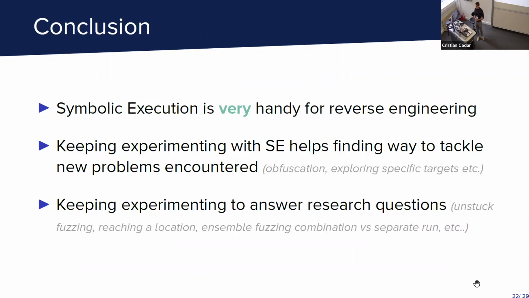Very briefly, to conclude: symbolic execution is very handy for us. We use it whenever we can and whenever it saves us time. Doing symbolic execution also helps us find new ways to tackle problems we encounter. The obvious ones are obfuscations: when we encounter a new obfuscation, we try to find ways to break it. On some specific targets, very low-level symbolic execution on specific components also helps, like in embedded systems and things that are not traditional PE or ELF binaries. And there are also all these research questions that we're investigating to know whether we have answers or not.